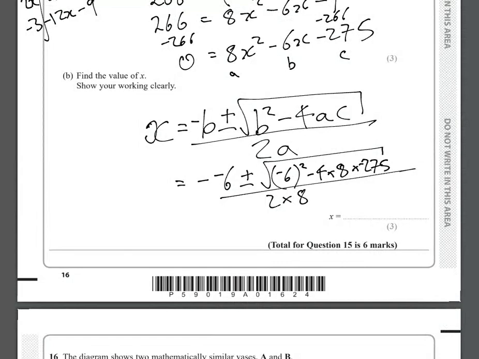X equals 5.5. Now I'm going to run the same thing but with a minus sign in it, and I think it will come to a negative number. Minus 25.4, which is not. It says it's got to be a positive number. So there we go.